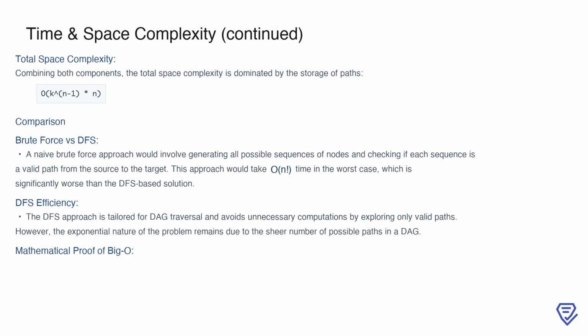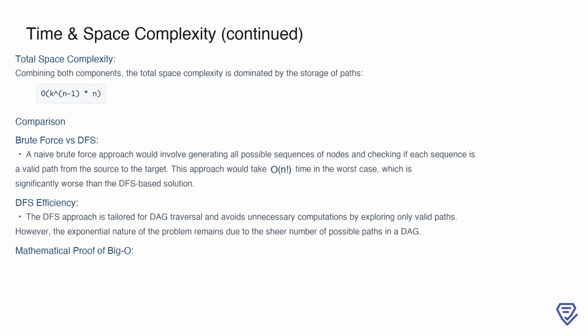k^(n-1) * n. Comparing this approach to a naive brute force method helps us appreciate the efficiency of DFS. A brute force algorithm would generate all possible sequences of nodes and then check each sequence to see if it forms a valid path from the source to the target. This would result in significantly worse performance, with a time complexity of O(n^n) in the worst case. On the other hand, the DFS-based solution avoids unnecessary computations by focusing only on valid paths, making it much more tailored to the structure of a DAG.